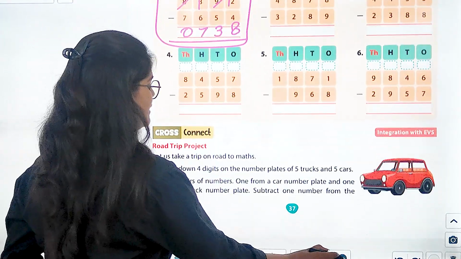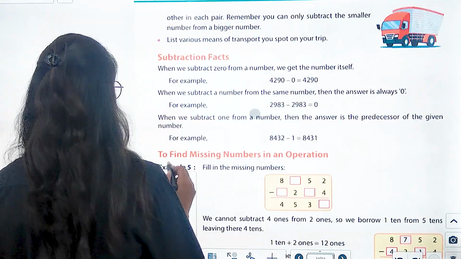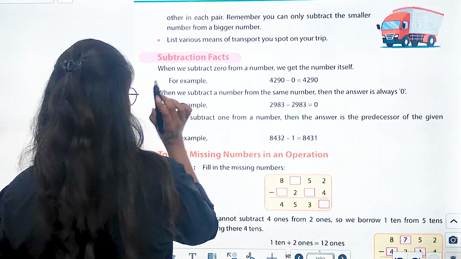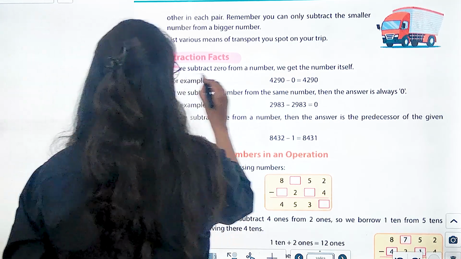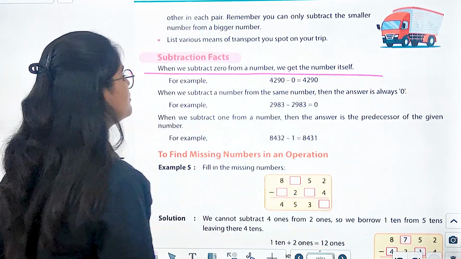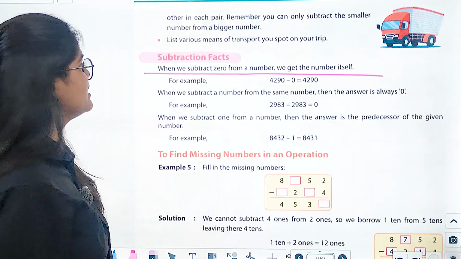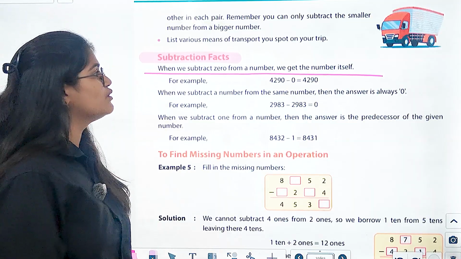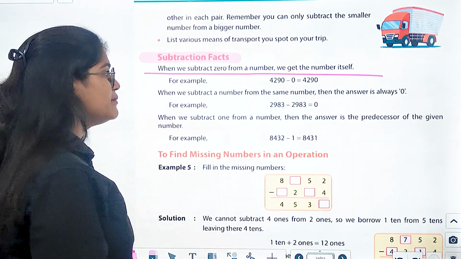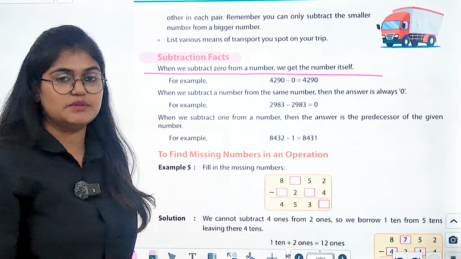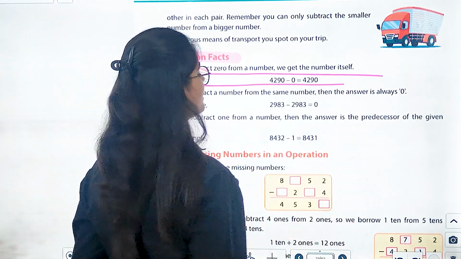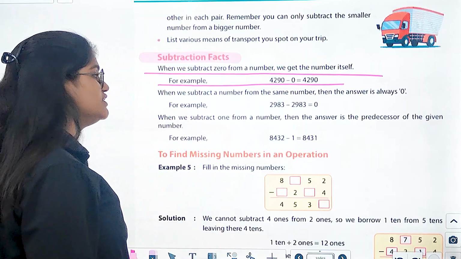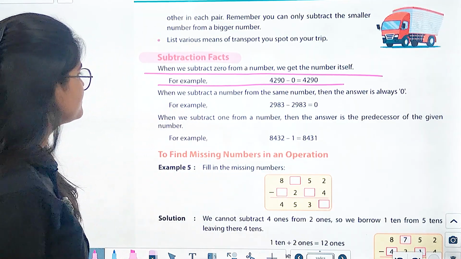Then moving ahead, we have some subtraction facts. तो जल्दी से बात करते हैं इनके बारे में. So it is when we subtract 0 from a number, we get the number itself. कि जब हम 0 को subtract करते हैं किसी नंबर में से तो हमें वही नंबर आंसर मिलता है. करेक्ट. एग्जाम्पल 4290 minus 0 is equal to 4290.